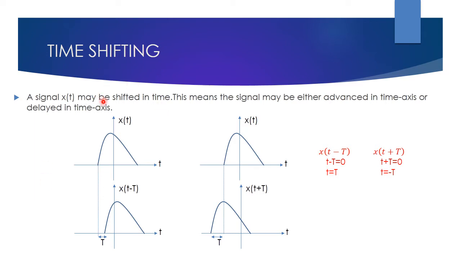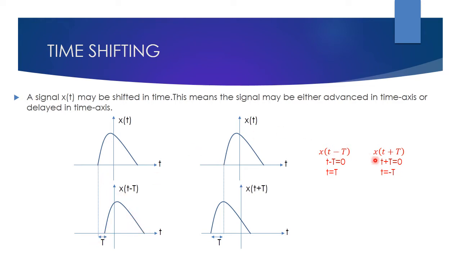So the signal x of t is represented here. Now we are going to delay this x of t in the time axis as well as advance the signal x of t in the time axis. That is, x of t minus capital T means we are delaying the time axis value. So we have to substitute t minus capital T equal to 0. Therefore, small t is equal to capital T. So here the signal will be delayed after T time interval and it will be starting.